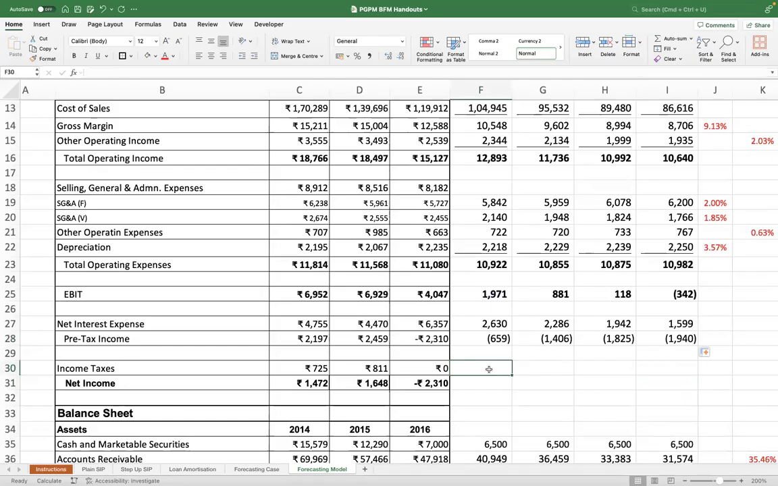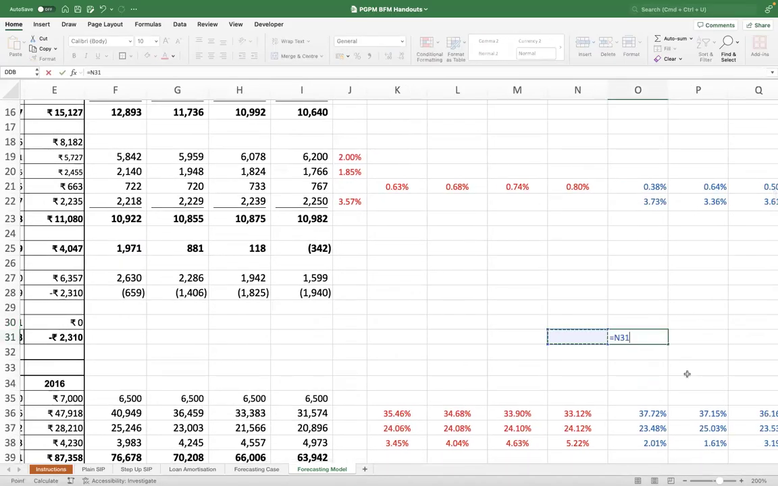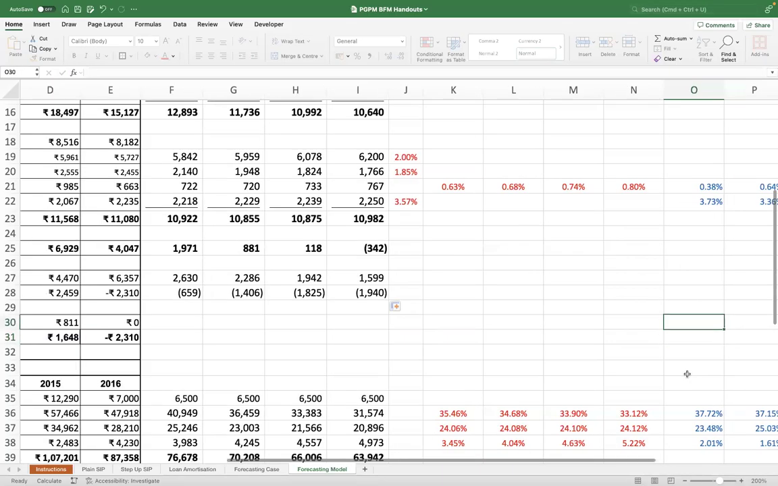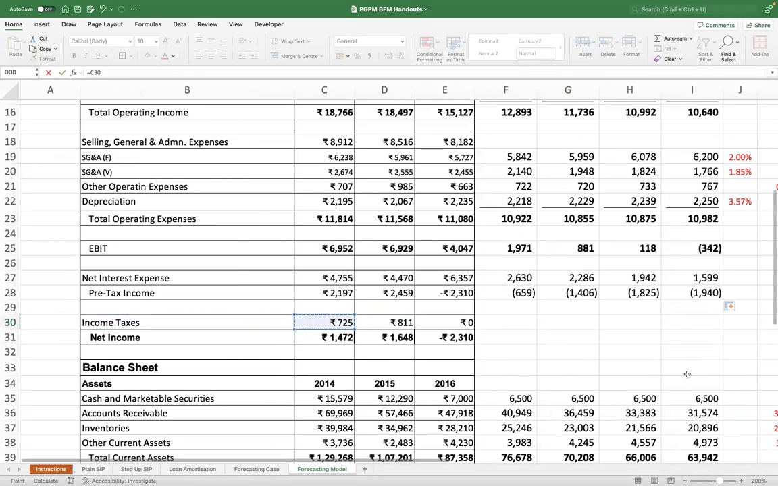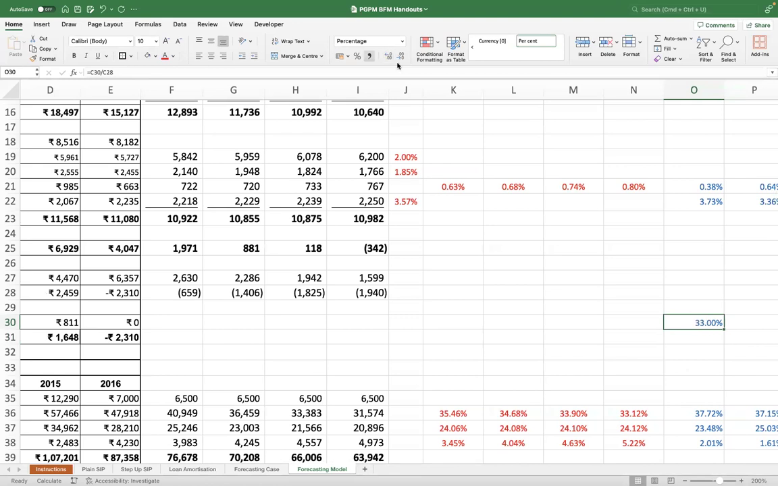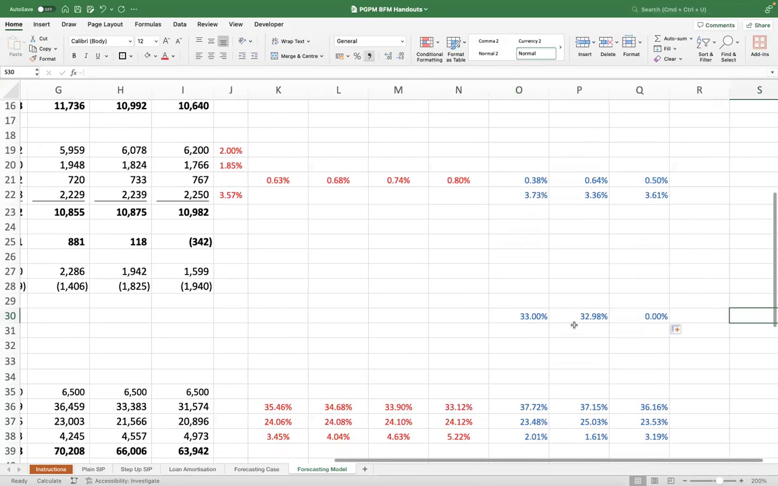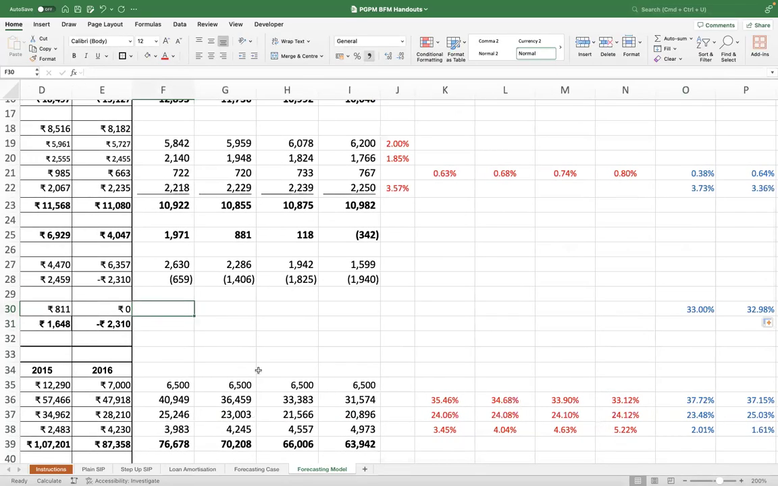Clear? Now, there are losses here. You don't have profits. So first we have to find out what is the tax rate. What is the tax rate? Did you find out? Tax rate is nothing but your taxes divided by pre-tax income. So what is the tax rate you're getting? 33% you're getting for every year. So here I can do a formula. What is the formula? If my pre-tax income is greater than 0, then pre-tax income into 33%.